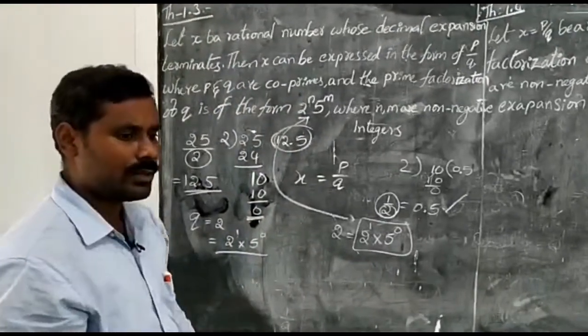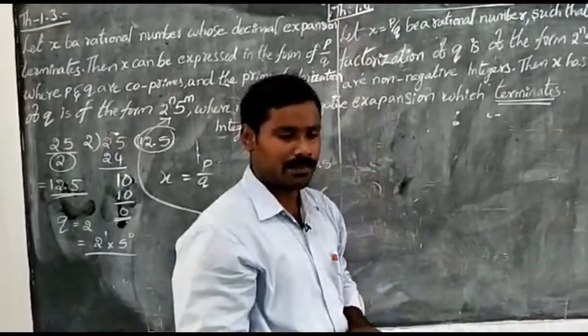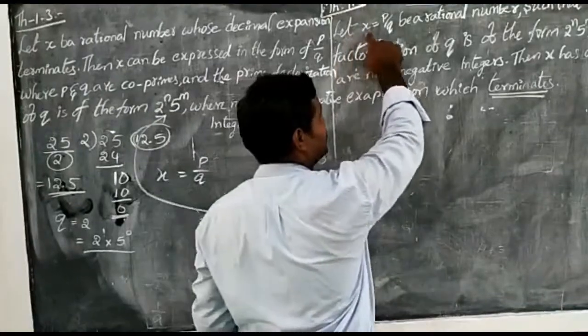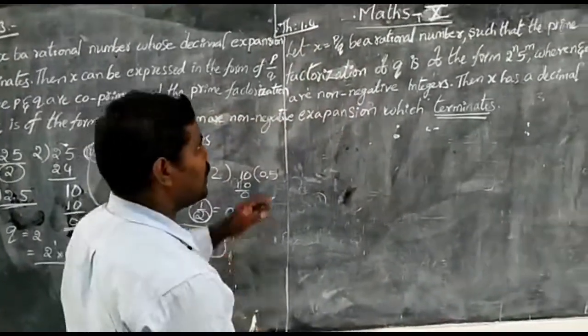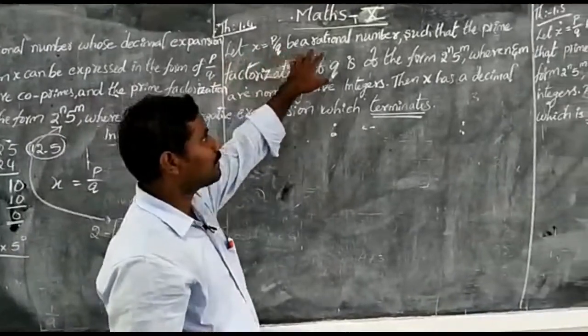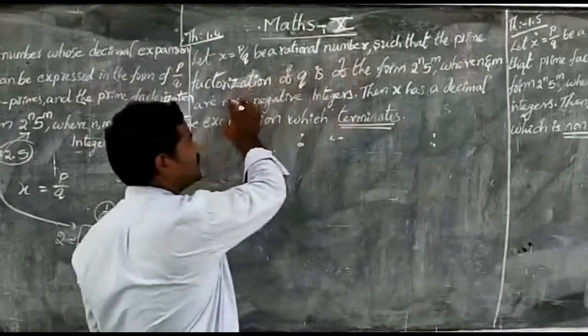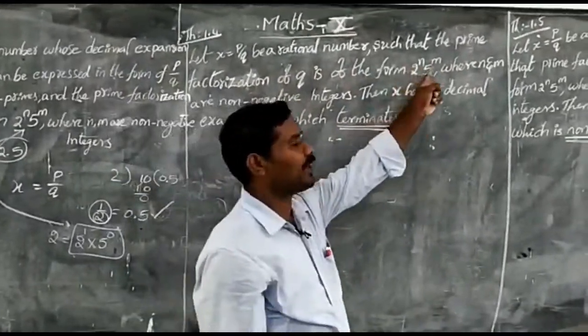Now we are going to page number 11, theorem 1.4. See here. Let x = p by q be a rational number such that the prime factorization of q is of the form 2 power n into 5 power m.